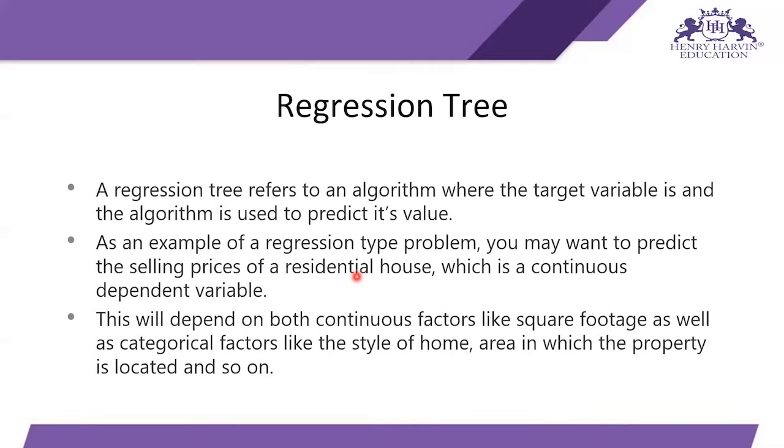For example, if you want to get the prediction for a residential house, a continuous variable like 50 lakhs, 1 crore, or 1 million, where we have continuous number values, then at that time we can use regression trees for the outcome.